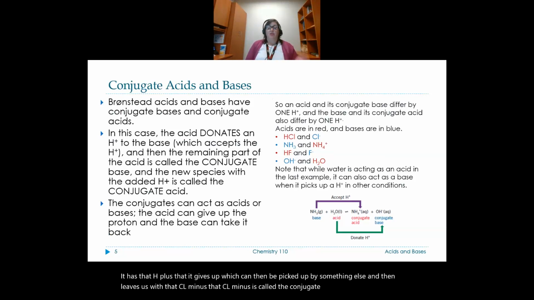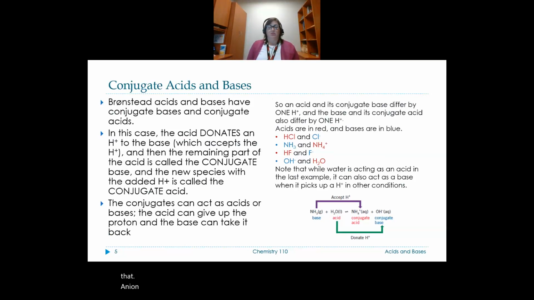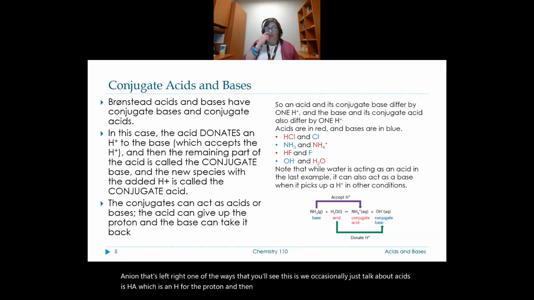That Cl minus is called the conjugate base. Okay, so for every acid we have a conjugate base. For every base we have a conjugate acid. So once it's gone through its typical reaction, it will have a conjugate on the other side. So the acid, once it gives up the proton, has that anion that's left. Right. One of the ways that you'll see this is we occasionally just talk about acids as HA, which is an H for the proton, and then an anion that's on it. And so we talk about those acid base properties there because it doesn't matter what that anion is for a lot of these things that we talk about. So that's one of the things that you may see. Okay. But that anion is a conjugate base.